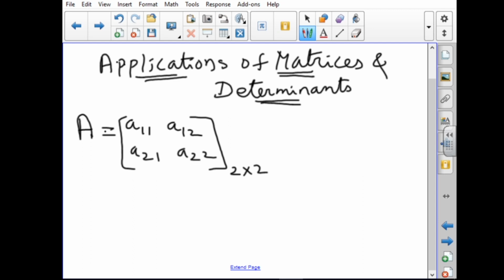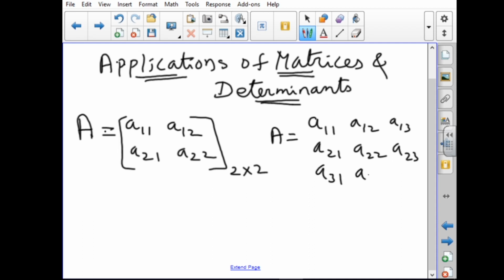When the number of rows is equal to the number of columns, we say it is a square matrix. All this we have studied already. If it is a 3 by 3 matrix, then in general we write it as A11, A12, A13, A21, A22, A23, A31, A32, A33. That is 3 rows and 3 columns.